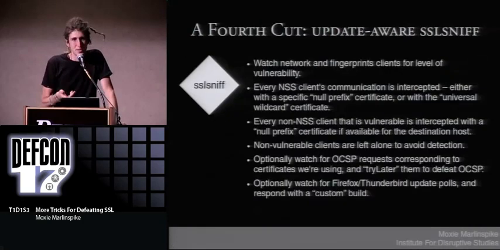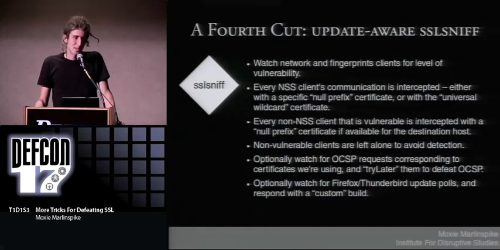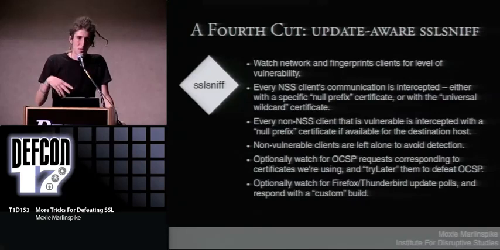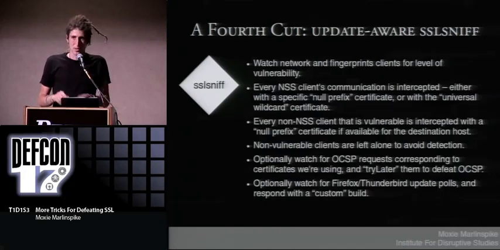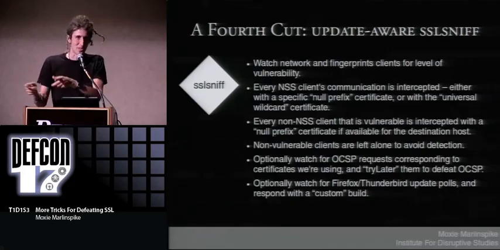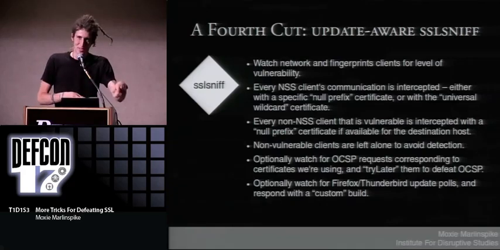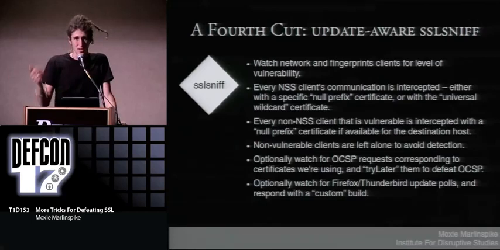So now SSL sniff, the fourth cut, is an update-aware SSL sniff. It does everything before, all the fingerprinting, OCSP denial, all this stuff. And now it also watches for update requests. And if it sees one, you can specify on the command line: update these platforms with this binary, and if you see an add-on, update it with this thing. And so it'll just hijack the updates and install code on your computer.